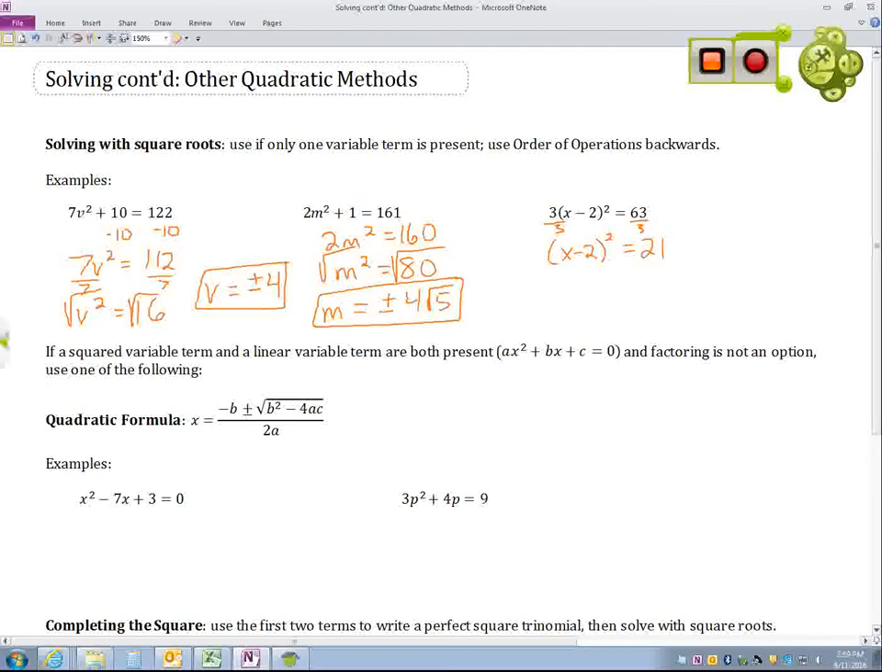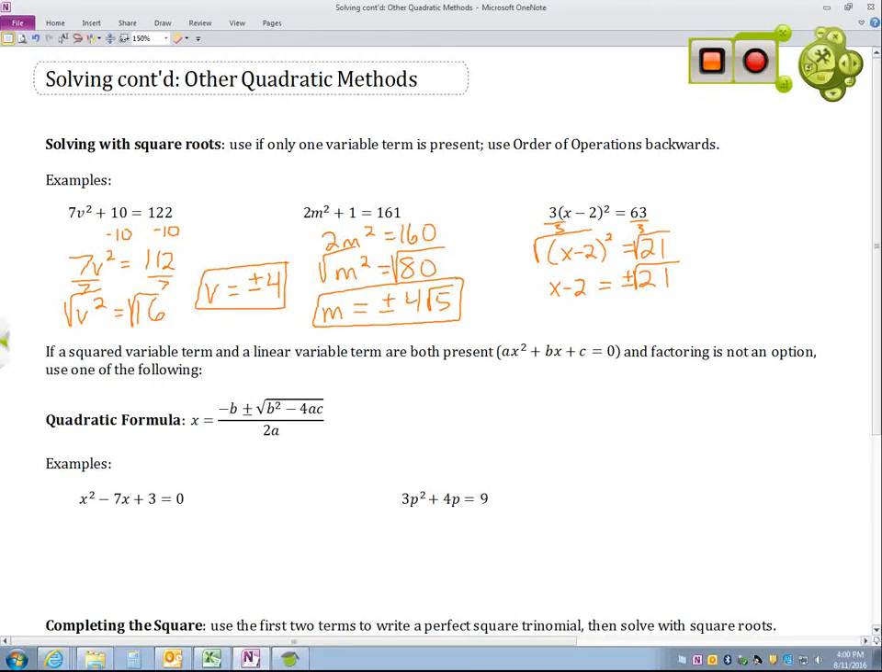Okay, and then to get rid of that square, we take the square root of both sides. x minus 2 on the left, we do need the plus or minus on the right, so plus or minus root 21. If the radical does not simplify, then just leave it like that. It's not 3 root 7 or 7 root 3, it's just root 21.